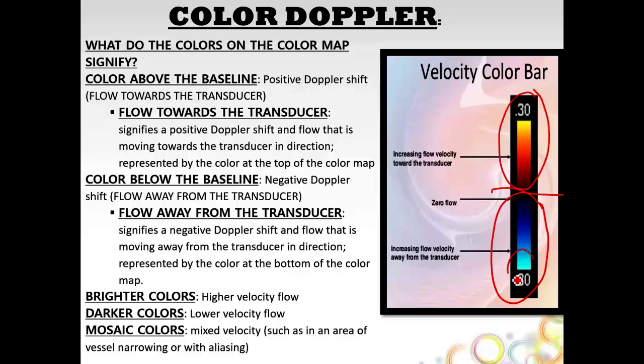The brighter the color, that's our higher velocity flows. The darker the color, this is our lower velocity flow. And then you can have a mosaic of colors. This is where you have mixed velocity. This could be an area of vessel narrowing or an area of aliasing.